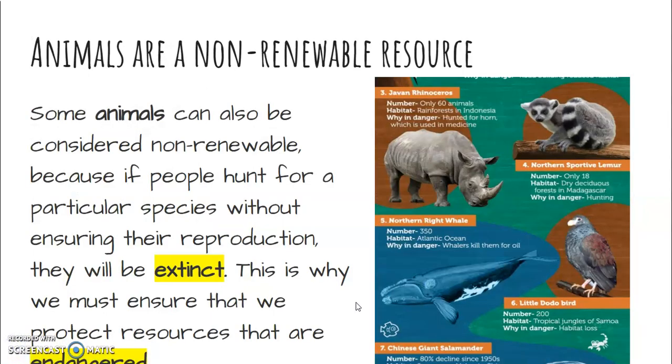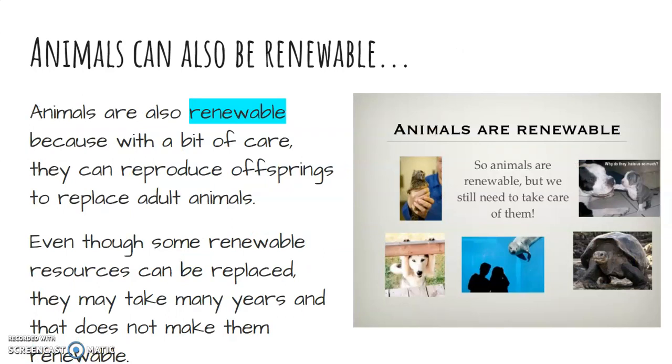Animals are also considered a non-renewable resource. You've probably heard of all sorts of animals that are either endangered or have gone extinct. That means that animal, that species, is now non-renewable, because if people hunt them and don't ensure that they're able to reproduce and continue the next generation, then ultimately that animal or plant or any species will become endangered and ultimately extinct. Once they're extinct, they cannot come back. They are non-renewable.